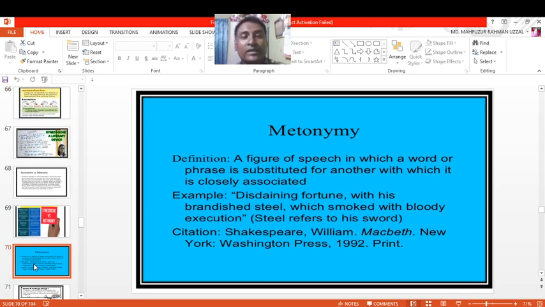Metonymy is a kind of figure of speech in which a word or phrase is substituted for another with which it is closely associated. For example, "Disdaining fortune, with his brandished steel, which smoked with bloody execution" still refers to his sword.